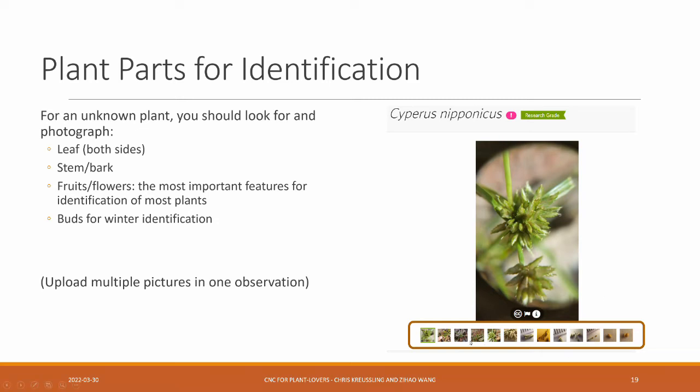And a reminder is that for any beginner, you can take many pictures and upload them to the same observation. You can see in this example, I took many pictures just to make sure I show all the good parts, the small parts. And I'm going to talk about how to get these kinds of pictures through a hand lens, so you can get the details at a very small scale.